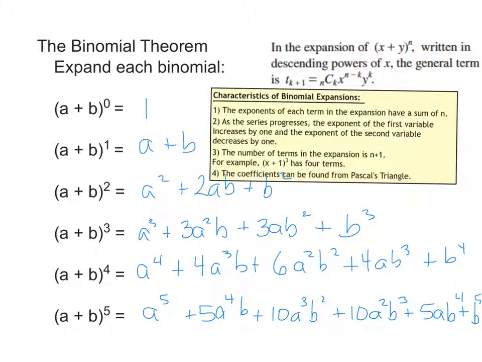As the series progresses, the exponent of the first variable decreases by 1, and the exponent of the second variable increases by 1. That's what we did here. This is what Alex said. So A went 5, 4, 3, 2, 1, 0, and B went 0, 1, 2, 3, 4, 5.